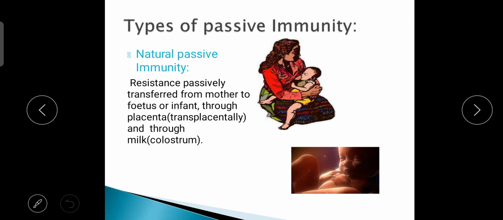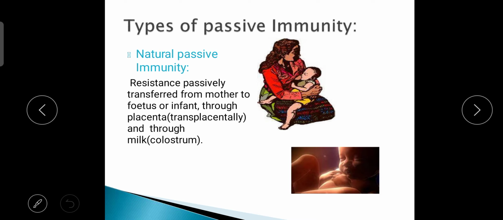So what happens in natural passive immunity? From the mother it goes to the fetus. Fetus means unborn baby; when they are in the mother's womb and not yet delivered, we call them fetus. How does it transfer? Through the placenta. Through that, all the nutritious things from the mother go to the baby's body. Or after the delivery, through colostrum, it transfers from the mother to the baby.